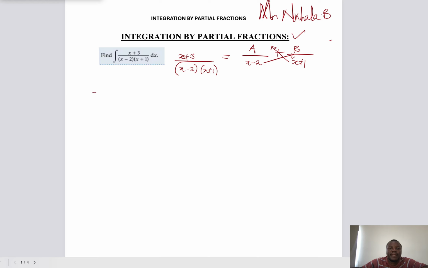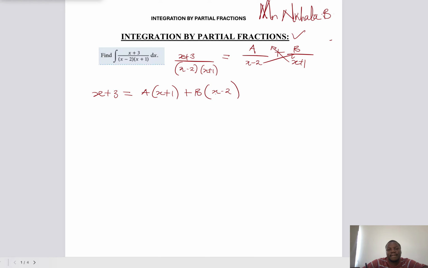So this would imply that x plus 3, which is on the left hand side, would be equal to A multiplied by (x plus 1) plus B multiplied by (x minus 2). So this is what we're dealing with here. Now our duty is to be able to find the A and the B. What we need to do here is very simple. We need to look for values of x that would make a component disappear.